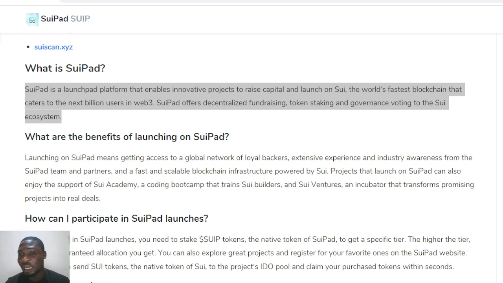SuiPad is a launchpad that enables innovative projects to raise capital. So it enables innovative projects that have use cases to raise funds, which helps projects rise up and launch, as well as a native token that it launches, which is known as SUIP. It is the world's fastest project, taking care of the next billions of users in Web3. It takes care of a lot of Web3 projects out there, and SuiPad offers decentralized fundraising, token staking, governance voting, and the Sui ecosystem, which is promising.